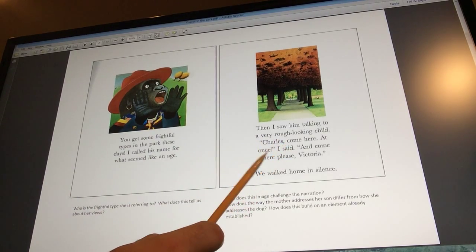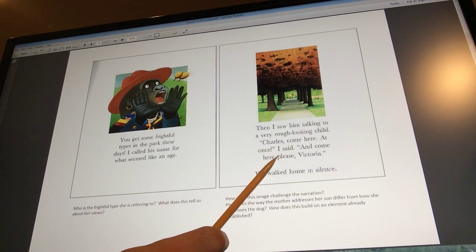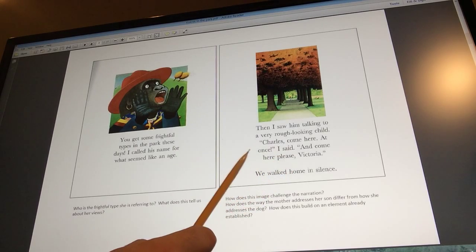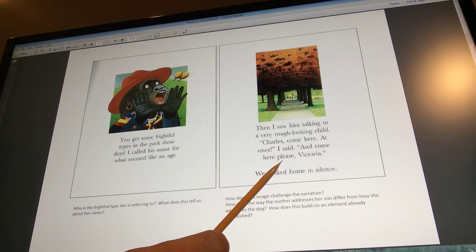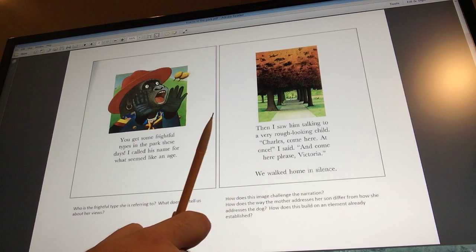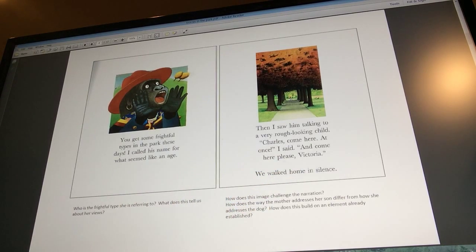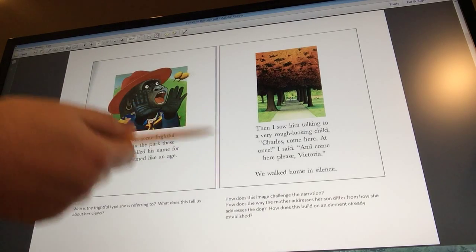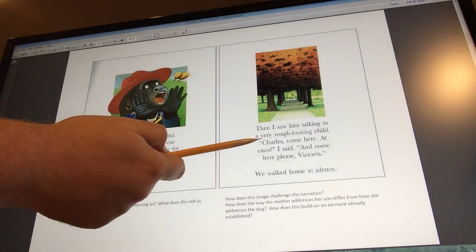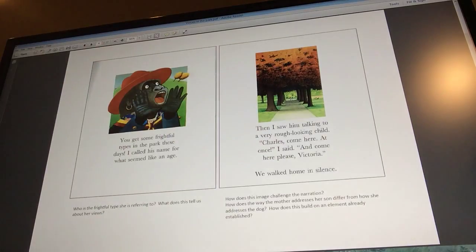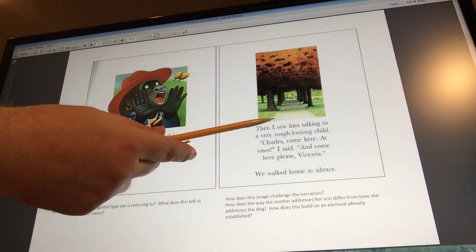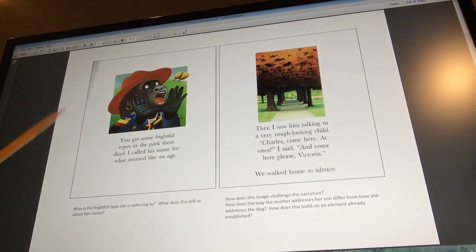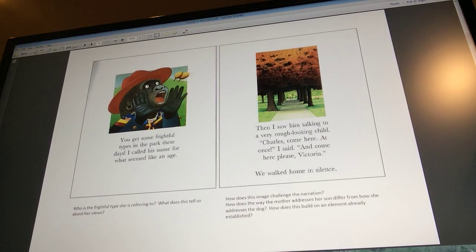Even things like the visual here, the separation of this sentence from this sentence by some white space, there's a frustration which is resulting in them walking home alone in silence. How does this build on elements already established? Well, we have the repetition of that tone of voice compared with the dog and the son. We have the idea of the judgments being made very hastily based on very little information.